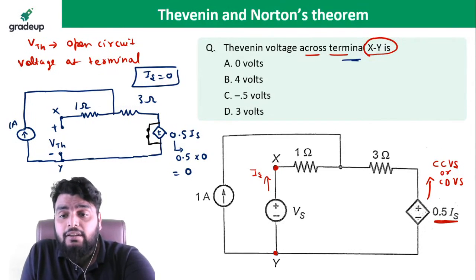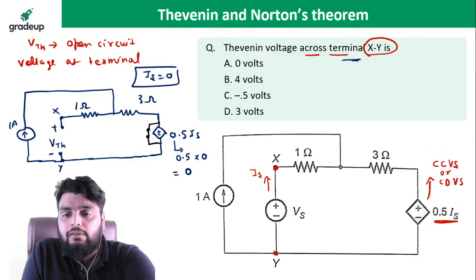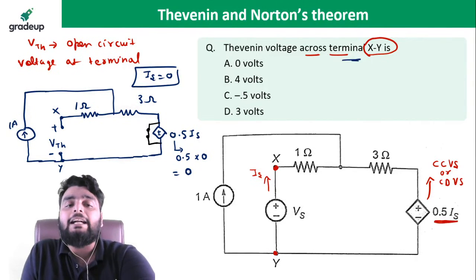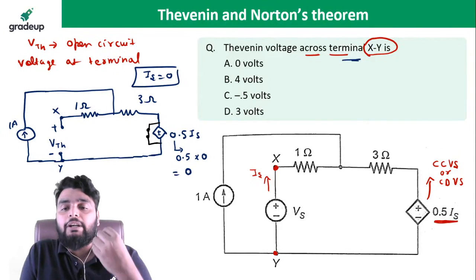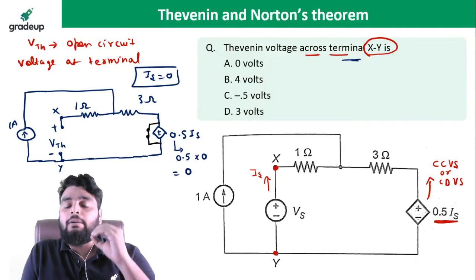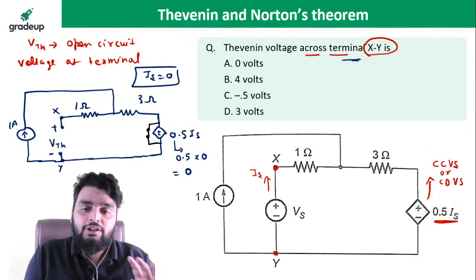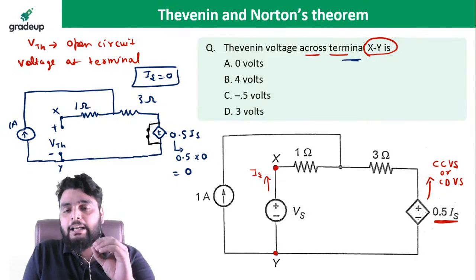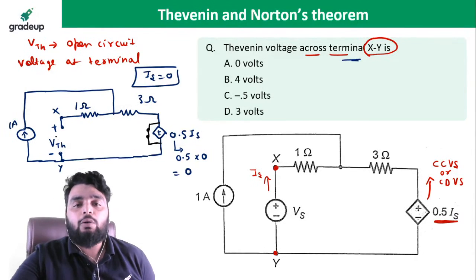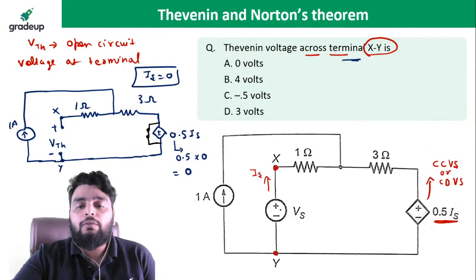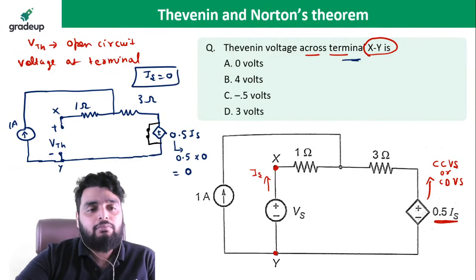Chinni is saying, sir, current is open circuit, voltage is short circuit. Beta, right now we are finding out VTH. Chinni, when we are finding out VTH, we just need to remove the load from the terminal. No need to do anything else. So I just remove the load VS from here. So beta, now calculate the VTH.